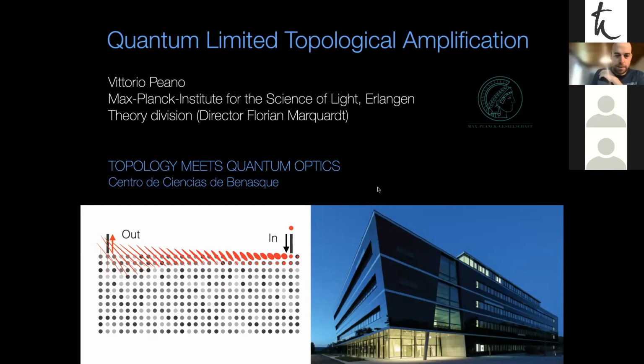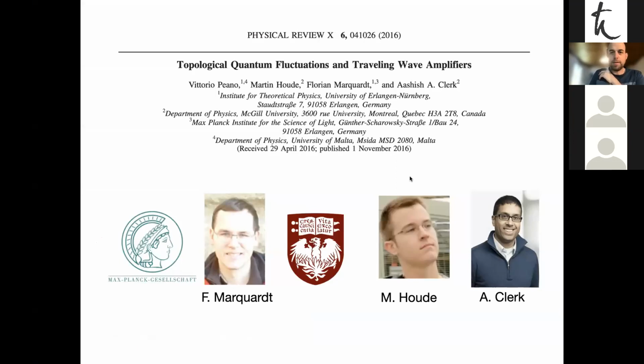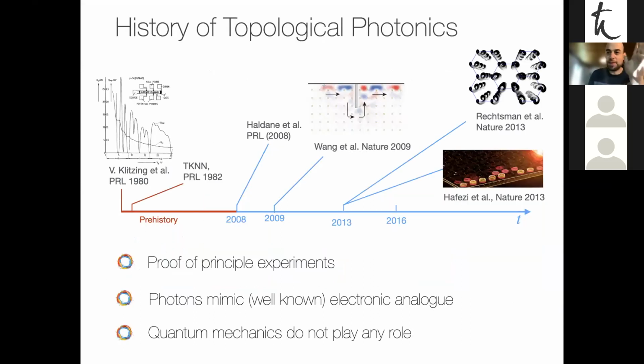So today I'm going to talk about a proposal. The organizers even asked me to talk about this proposal that we put forward in 2016 about a topological traveling wave amplifier. It's very much related to the work you have just heard about from Nicola. This work was in collaboration with the group of Aashish Clerk, back then at McGill, now at the University of Chicago.